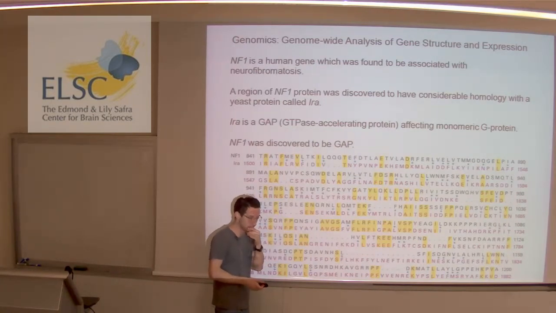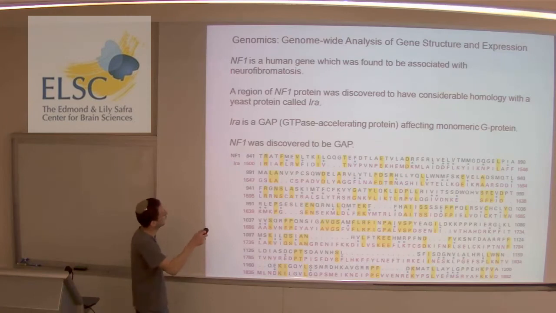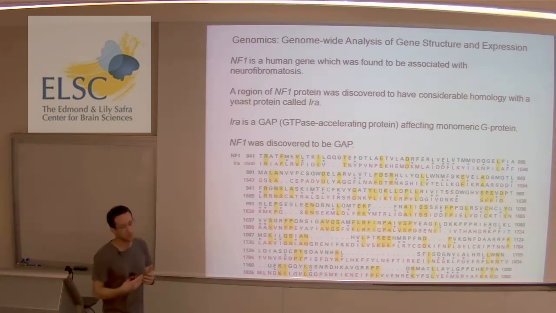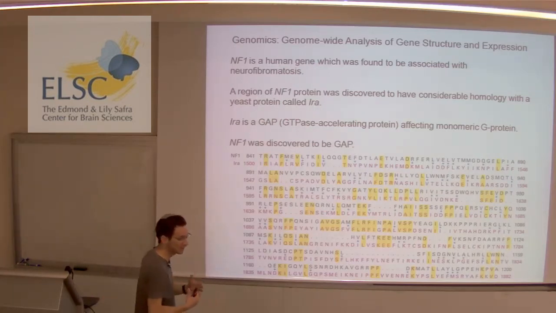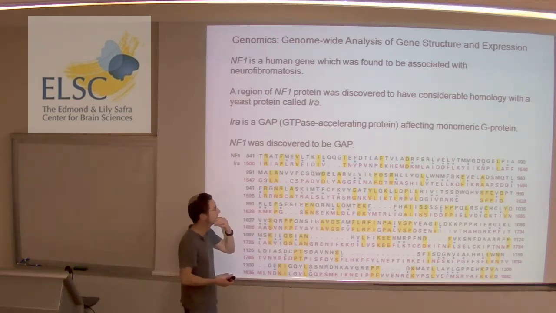Remember, RAS is a subfamily of monomeric G proteins. So NF1 was discovered to be indeed a GAP, and that's actually what caused the disease. It's a GAP on RAS, and RAS can induce hyperproliferation of neurons, and that's exactly what happens in the disease. The hyperproliferating neurons in the peripheral nervous system are what you see. That's exactly the bumps. But let's stop here. I just want to say a word about the homology finding itself.